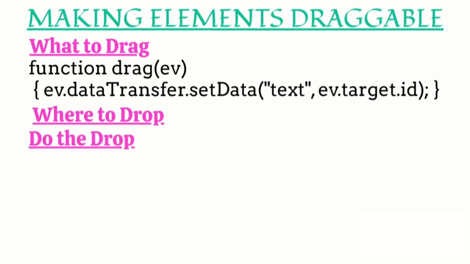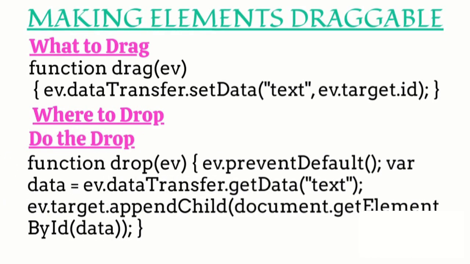Do the drop. When the dragged data is dropped, a drop event occurs. In the example above, the onDrop attribute calls a function, drop(event). The preventDefault method prevents the browser's default handling of the data. Default is open as link on drop.